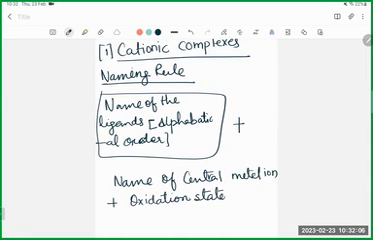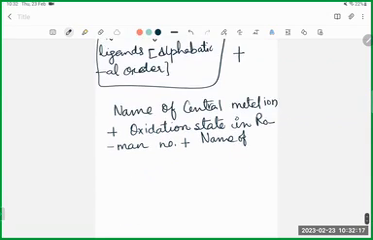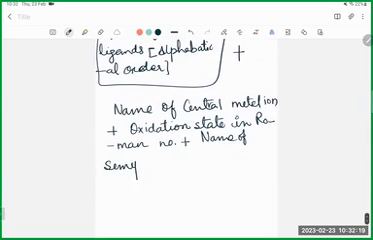Oxidation state. Okay, this will be written in Roman numerals. Clear? After this, we have the name of the simple anion. It is applicable when it is present. Okay, if it is not there, then there is no need to write it. And similarly, the anion outside, on the right side of the complex.